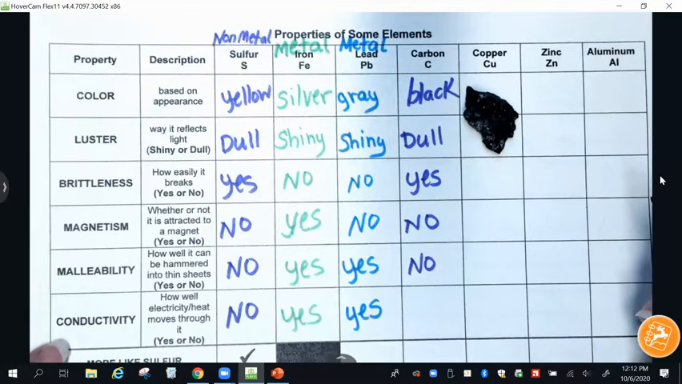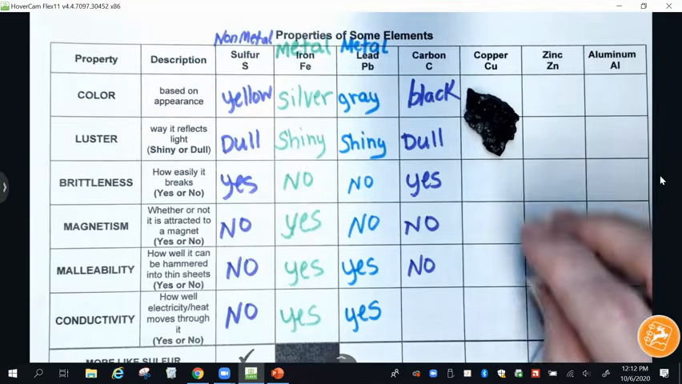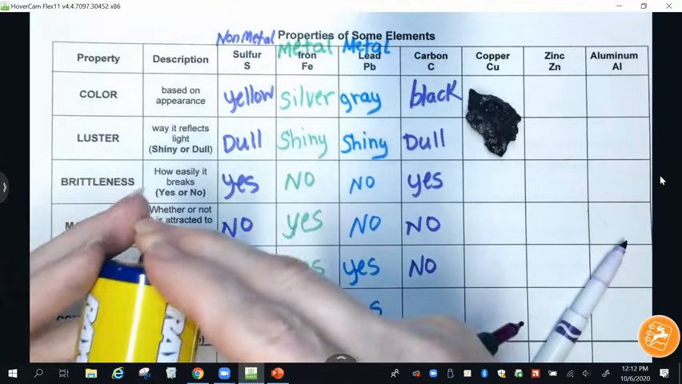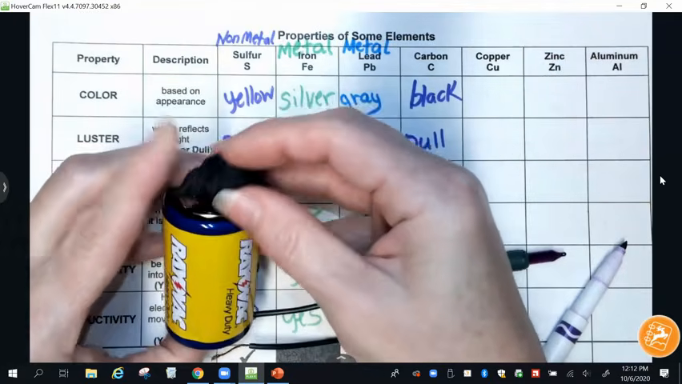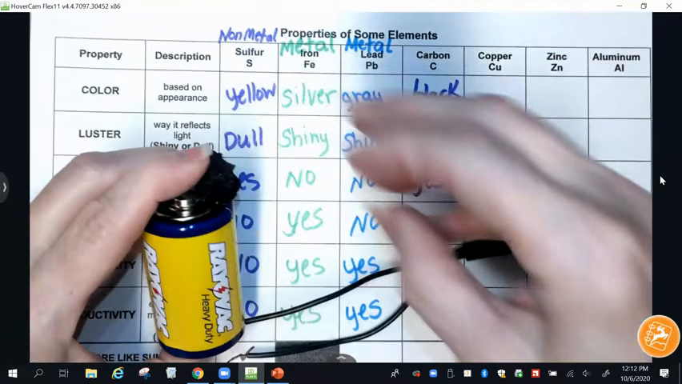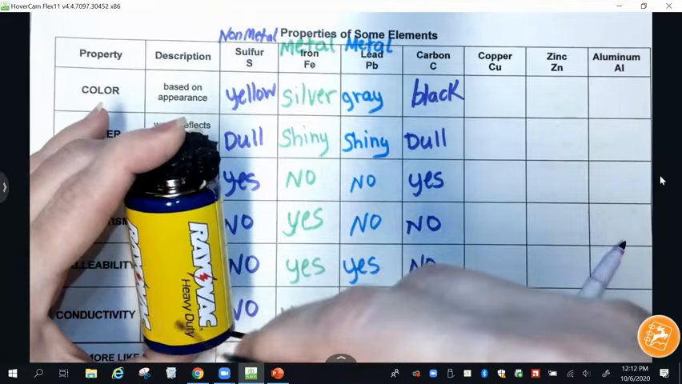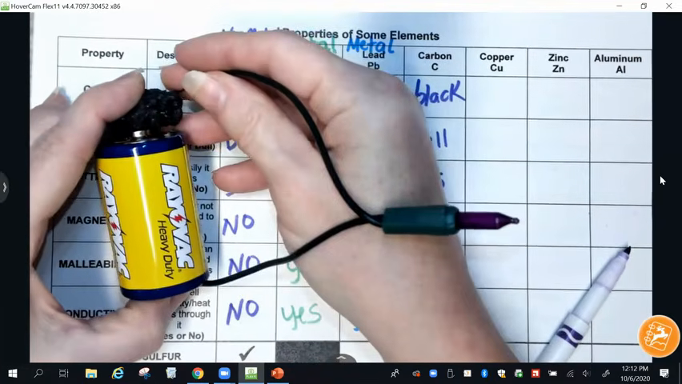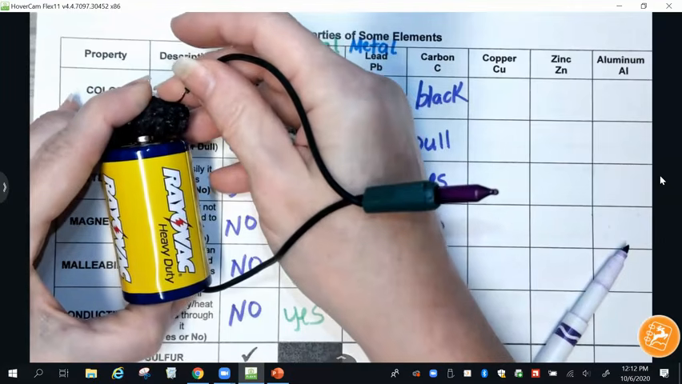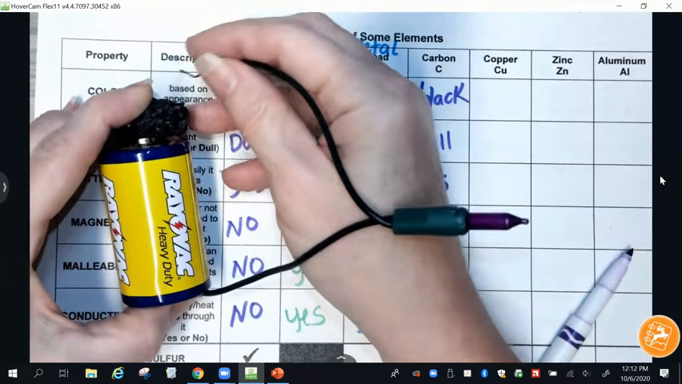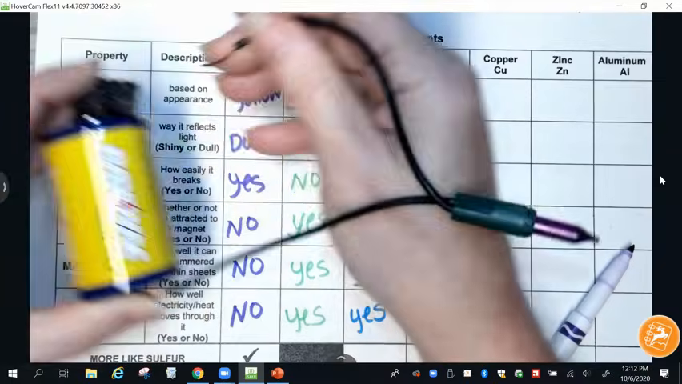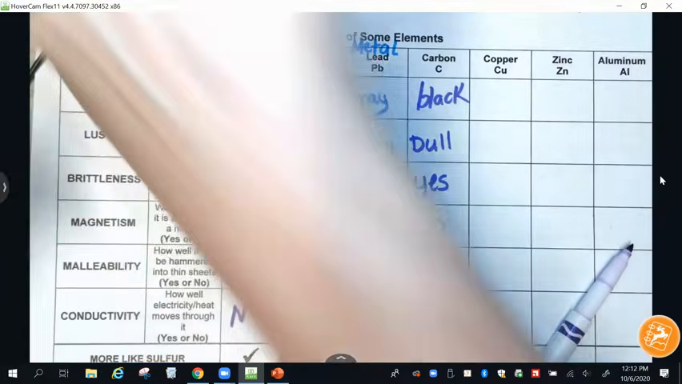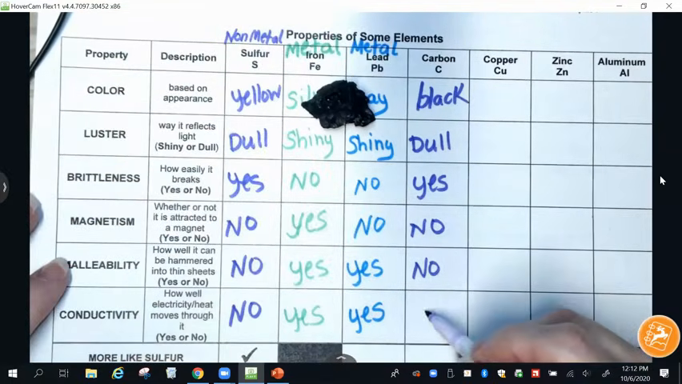For conductivity, we're going to test it with the battery and the light. Well, we'll wait and see. Okay. Ready? Can you see the light bulb? Okay, here we go. Did it light up? No. Okay, try it again. No light on that light bulb. So we have to say no. For conductivity, we say no.